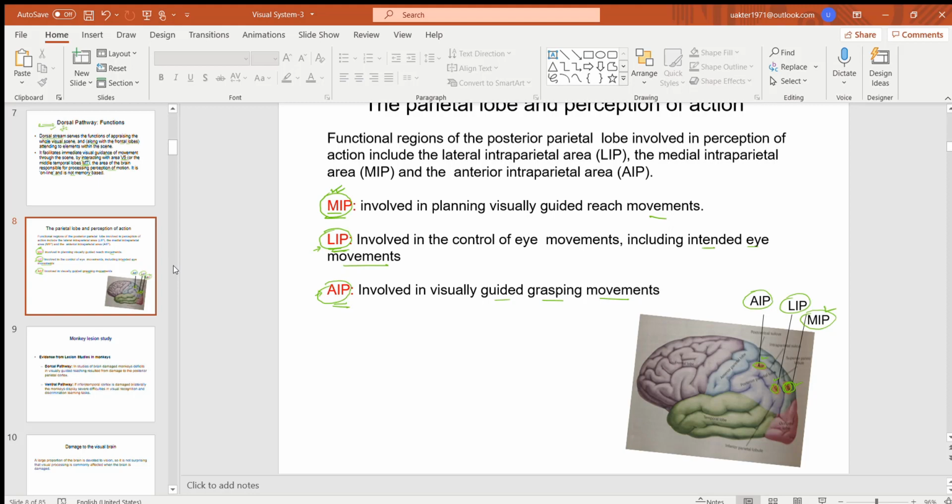Okay, so you see that these three areas are involved in three types of functions, although those functions are related to each other, right? Because you have to move your eye, intended eye movement, you have to reach the object, and finally you have to grasp the object. So all these areas are involved, but they are involved differently, performing different functions to accomplish the complete function. Make sense? So therefore we have many different areas in the visual part of the brain, and they are processing different functions, but they are coordinating or talking to each other or working together.